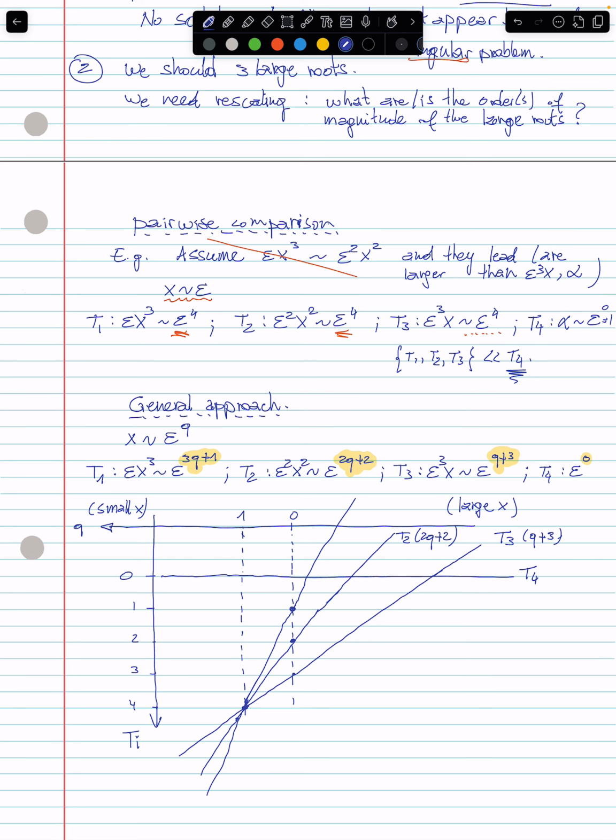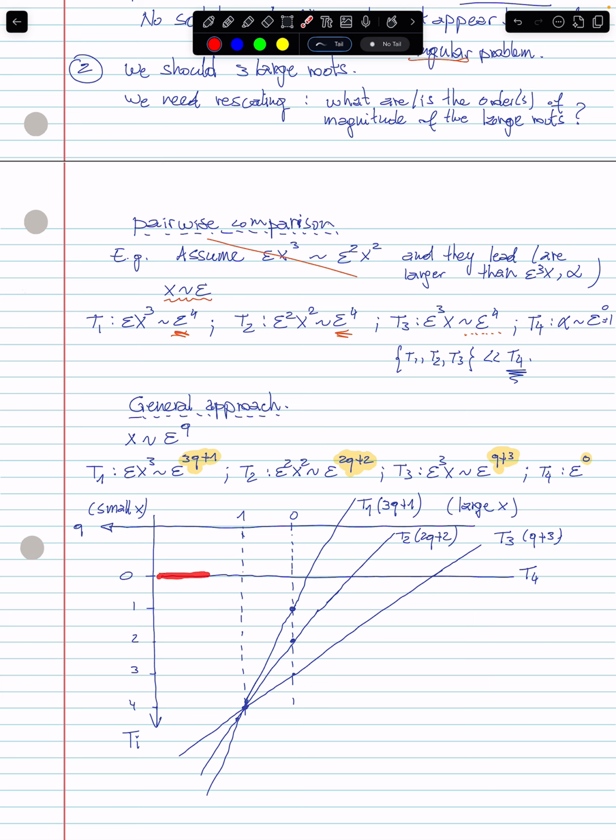We have T1, 3q plus 1. All right, so it means that the leading order term is the one that is the largest. So for a given value of x, for instance, over here, small value of the root, we can look at the orders of magnitude of the different terms. And what we see is that term number 4 is large, much larger than T3, which is itself much larger than T2, and then itself much larger than T1. All right, so there is no balance here.